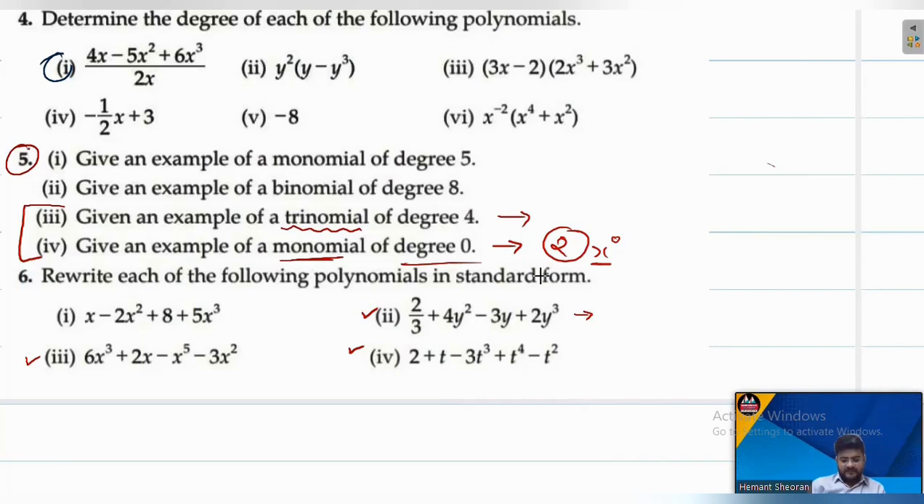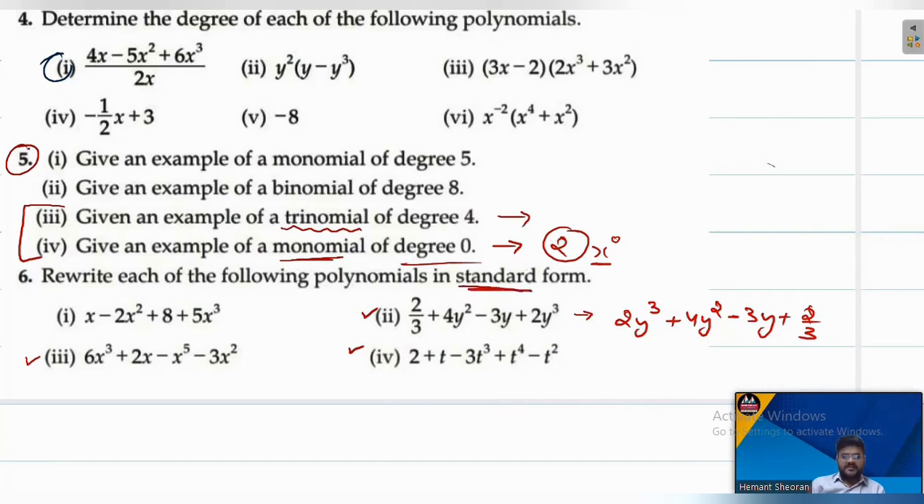But sir, isn't standard form like you put big numbers first, then smaller numbers? Yeah, you just have to arrange these terms on the basis of their degree. The highest degree will come first, then we will decrease it. Get it? Okay, so it would be 2y cubed, then plus 4y squared, and then minus 3y, and then plus 2. That's the answer? Yeah, you just have to rearrange them.